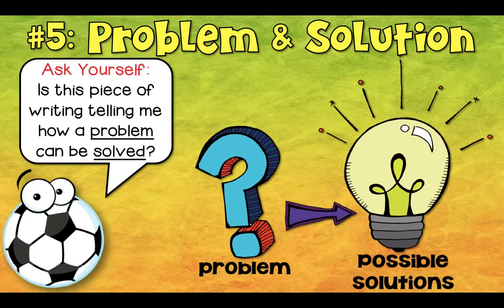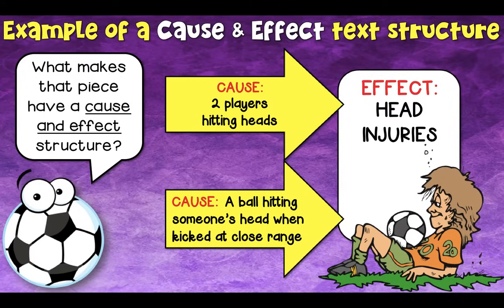Problem solution is number 5. So similar to cause and effect, this is going to discuss a problem, but the difference is it's going to give you solutions to that problem. So in this first cause and effect paragraph, we didn't get any solutions to the head injuries. They didn't say, oh, well, players should wear helmets or players should be taught how to properly head the ball. There was no solution. So it's not a problem solution.